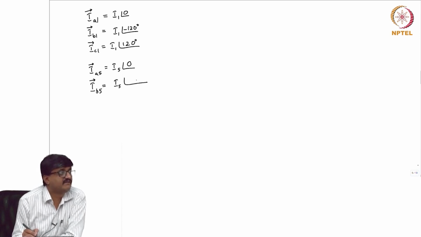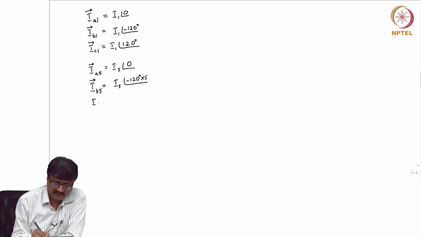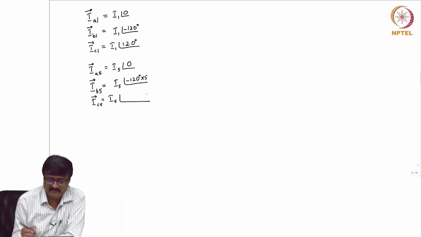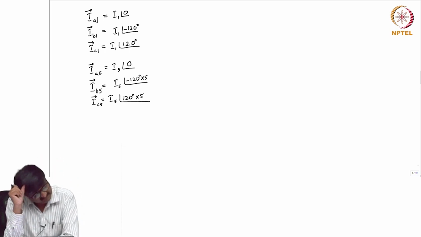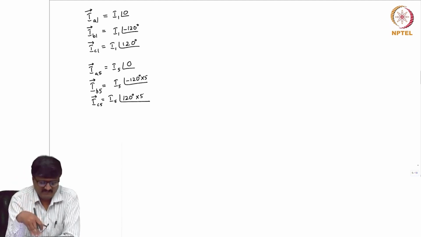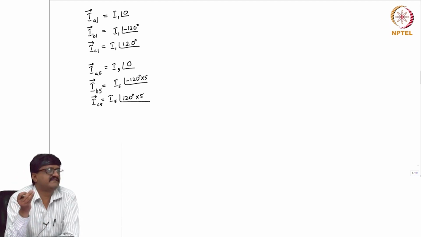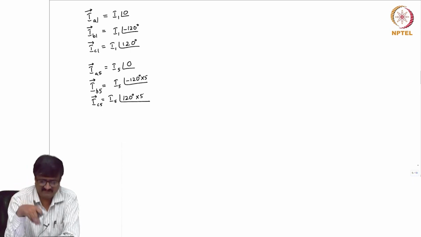120. How did you get that? Now, can I say it is minus 120 degree into 5? Then IC5 is again I5, phase angle 120 degree into 5. So, I take the fundamental angle into 5. Now, I could have simplified this. Minus 120 into 5 is nothing but 120. Minus 120 into 5 is 120. And plus 120 into 5 is minus 120. I could have simplified this, but I will retain like this.